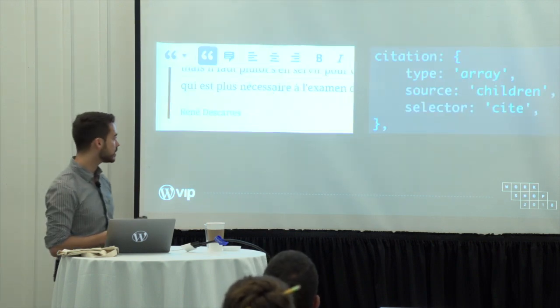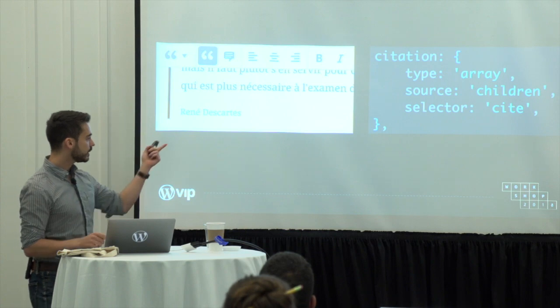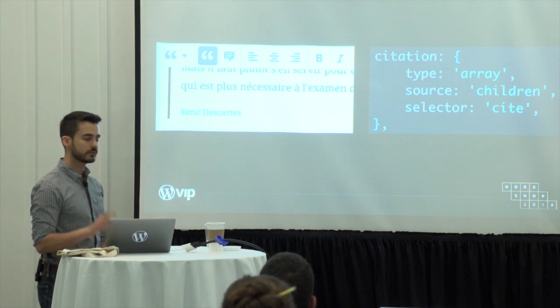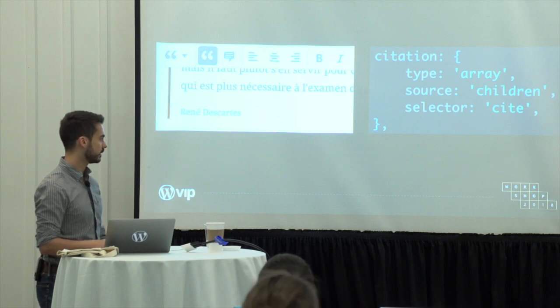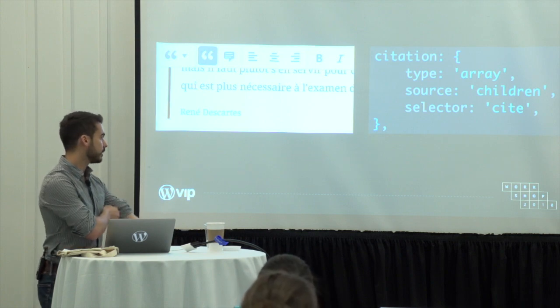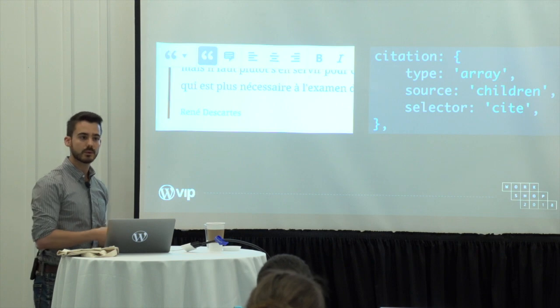The next attribute is citation, which is optional. And here we can see the source at work. Children was one of the DOM-specific sources. And it's only a matter of selecting for cite. And we get an array. Typically, the array will have 0 or 1 elements.